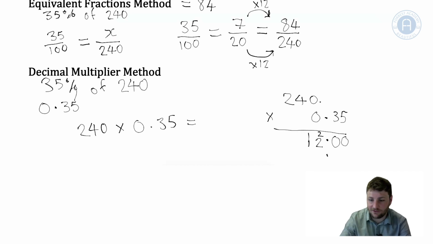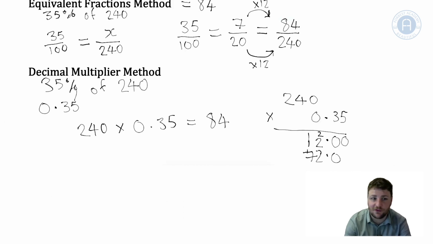Starting here now, 3 times 0 is 0. 3 times 4 is 12. Carry the 1. 3 times 3 is 6, plus the 1 is 7. 12 add 72 is going to equal 84. So again, we've got that 84 answer for 35% of 240.